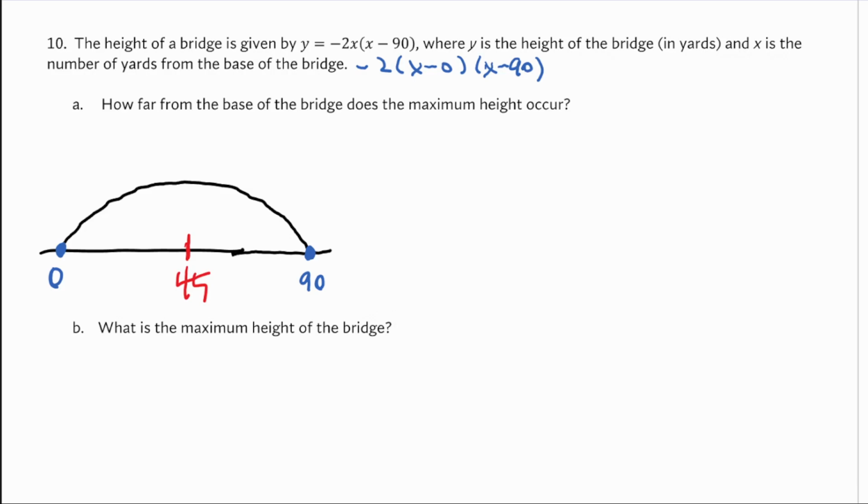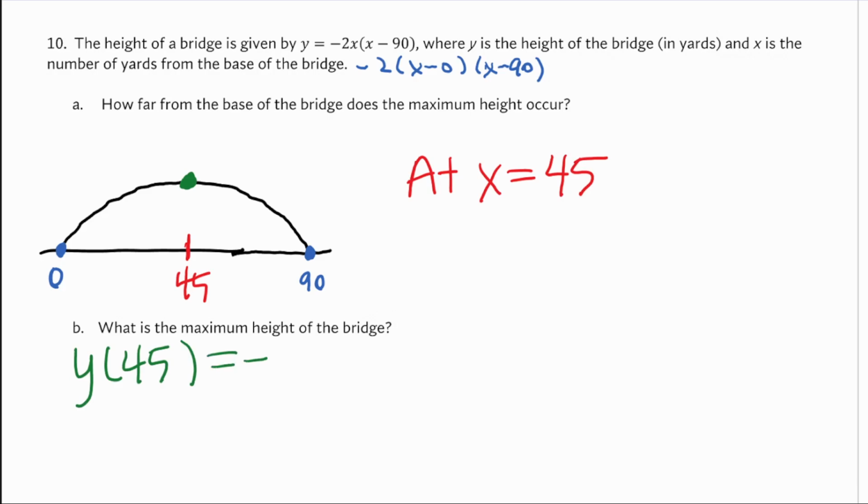So at x equals 45, or something like that. Okay, what is the maximum height of the bridge? Well, that's just going to be the y-coordinate that corresponds to x equals 45. So let's say up here, the height of that is y of 45 equals negative 2 times 45 times 45 minus 90, which is negative 45. All right, 45 times 45.